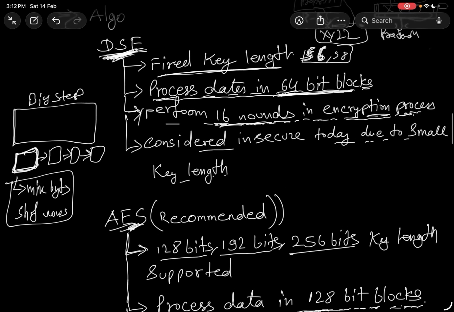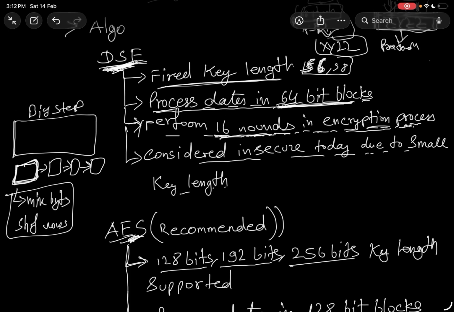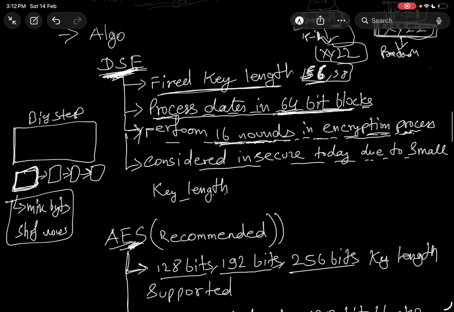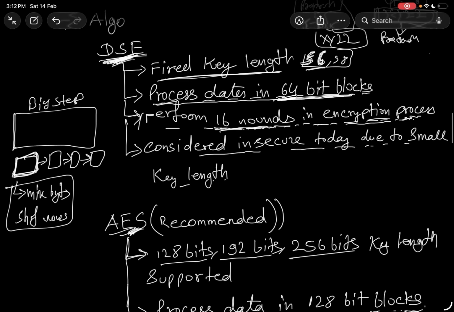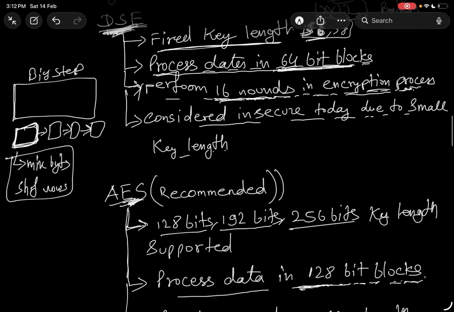Then it is considered insecure today due to a small key length. Yes, because the key length is small, it can be broken easily as compared to other advanced encryption algorithms like AES or RSA.